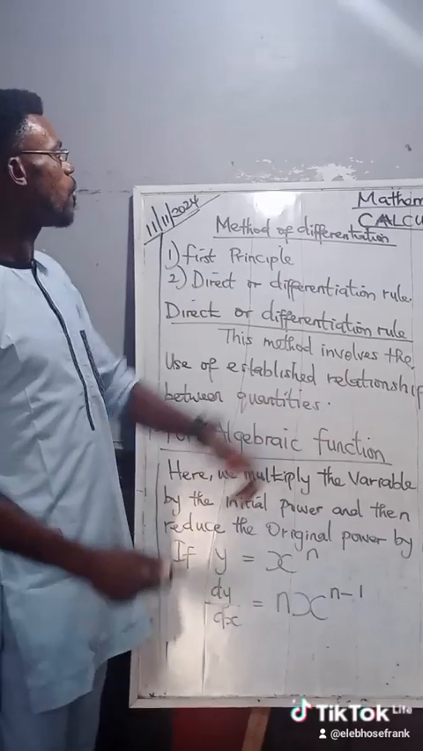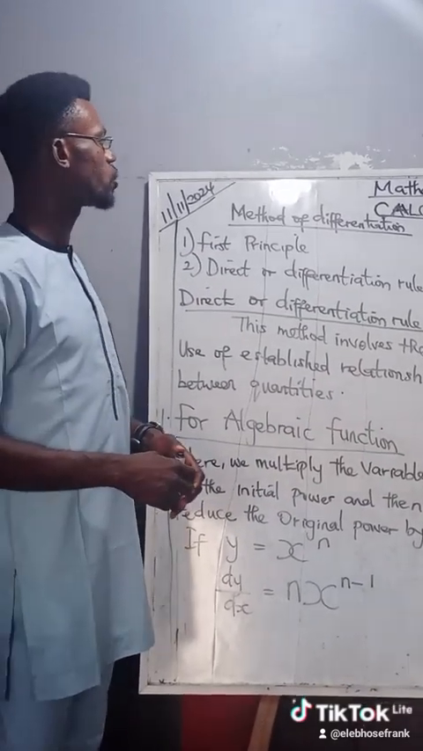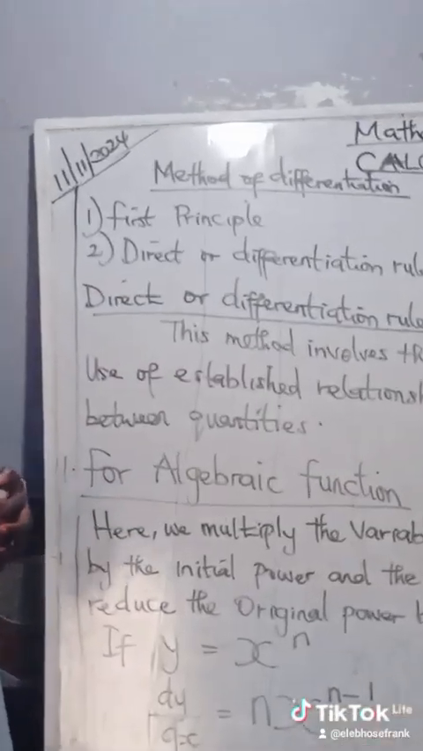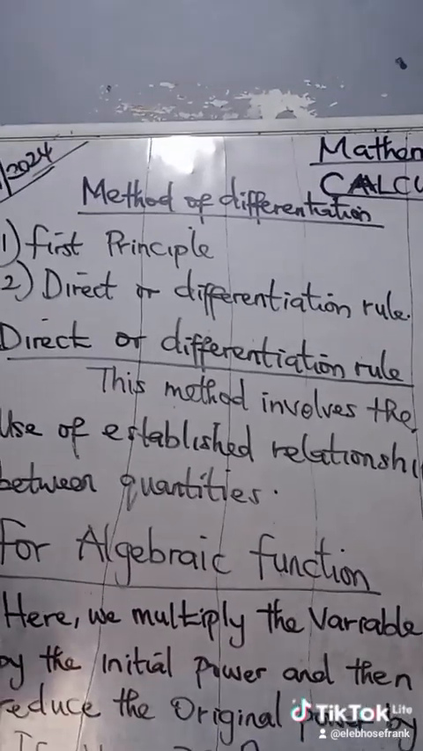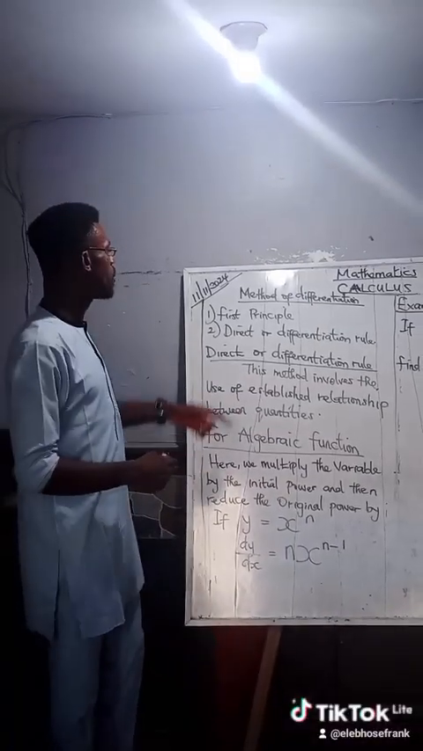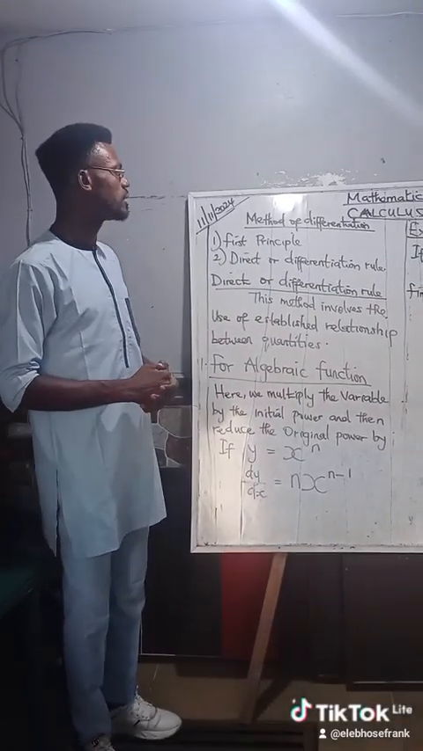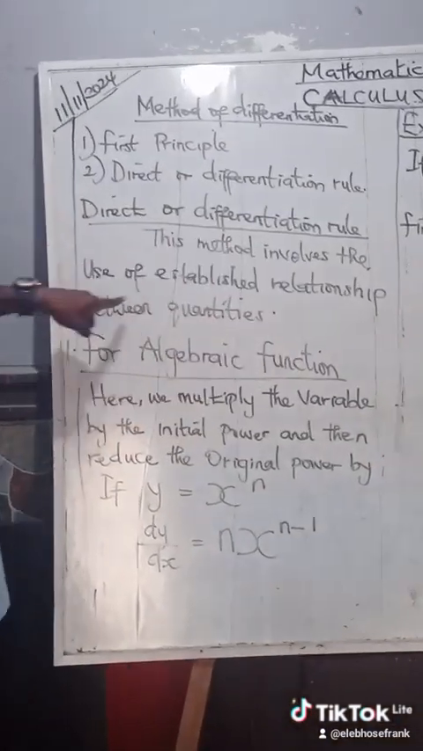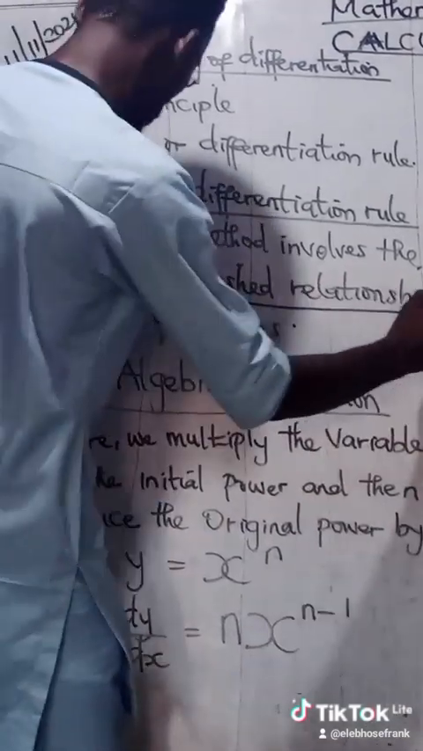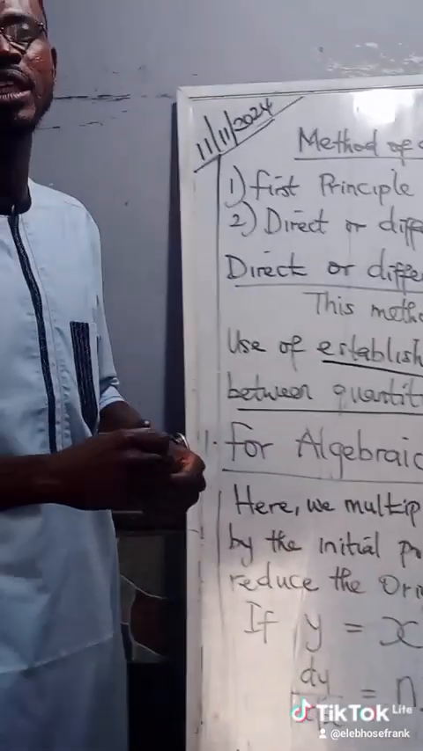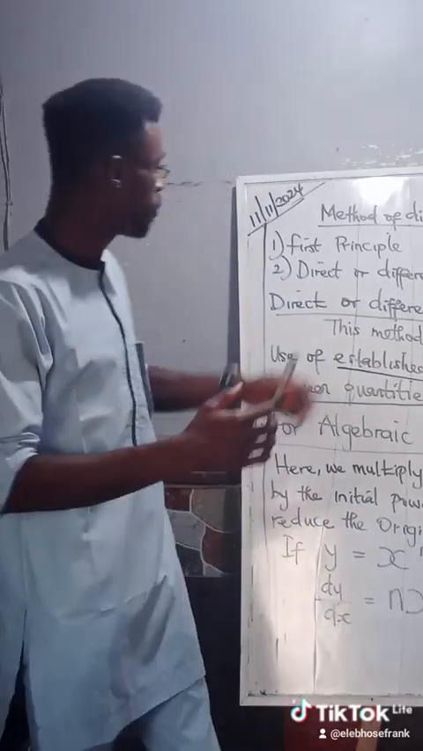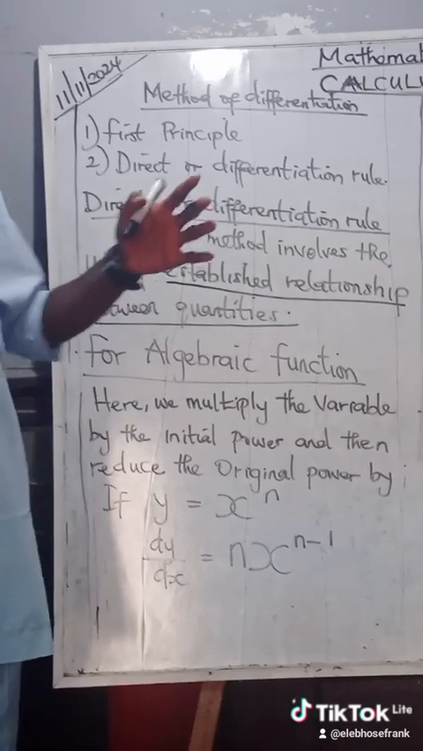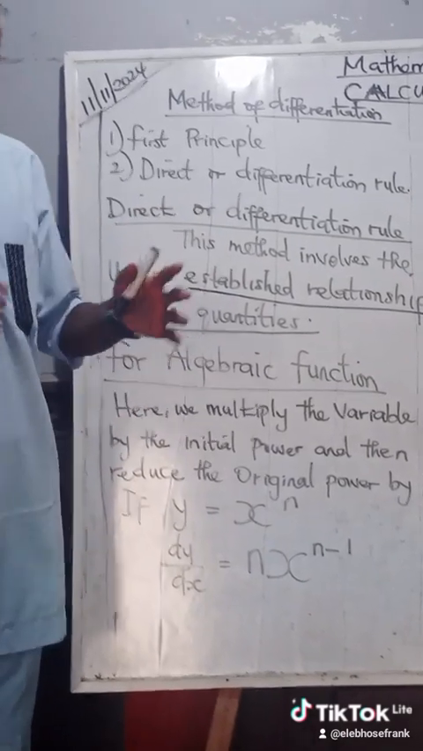Let's look at the methods of differentiation. Basically we have two methods employed in differentiation: the first is the first principle, and the second is the direct or differentiation rule. For the sake of this class, I want to look at the second one, the direct or differentiation rule. What do we mean by direct or differentiation rule? This method involves the use of established relationships between quantities. So we have established formulas, established relationships between quantities, that we are going to employ in solving differentiation problems.